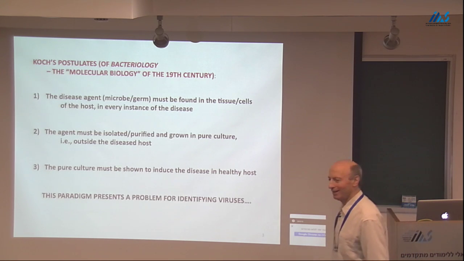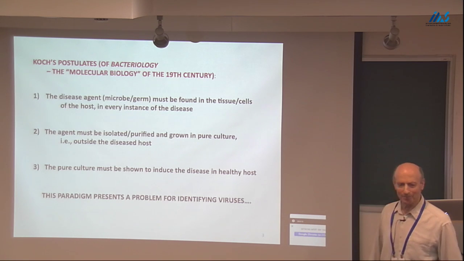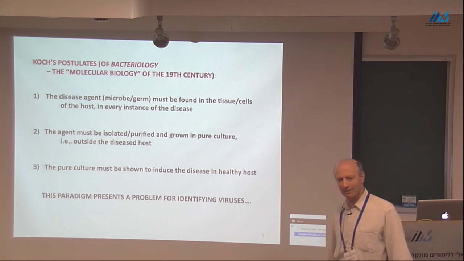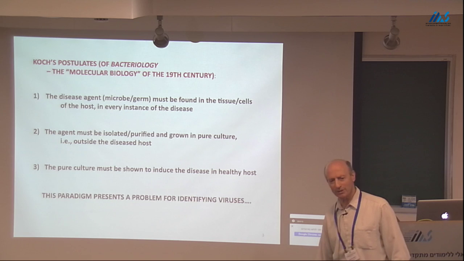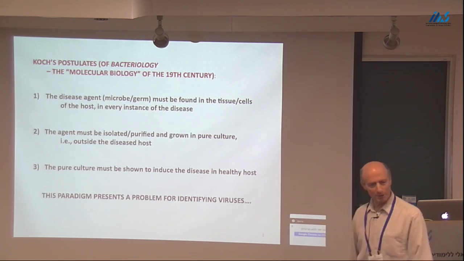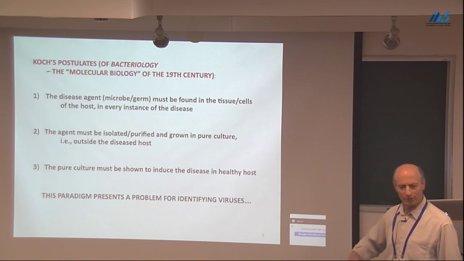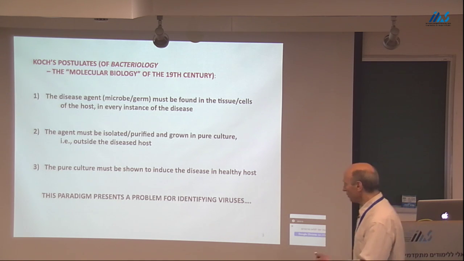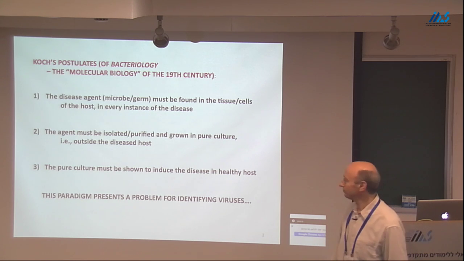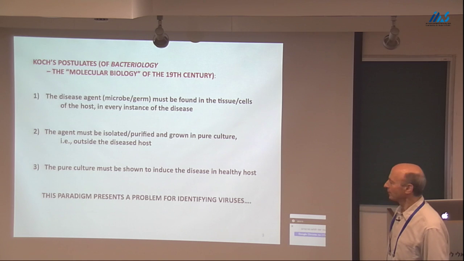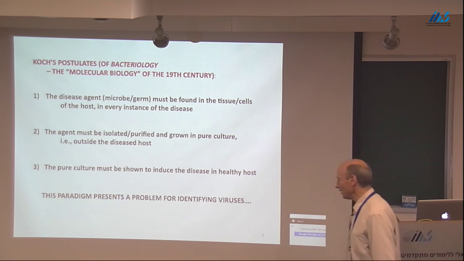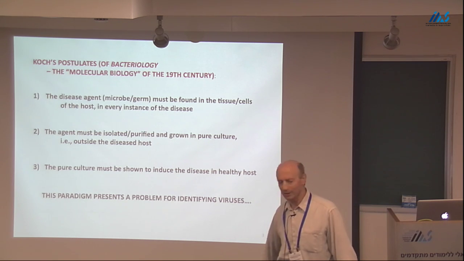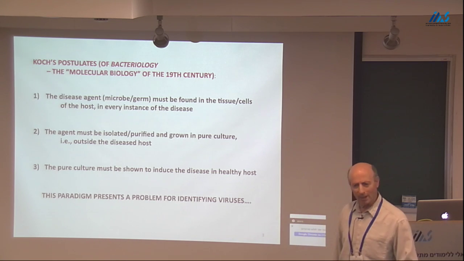I mentioned already Koch and implied that bacteriology had the enormous success that it did in defining biology as a modern science in the 19th century. I would say one reason is because of these postulates, which were applied in dozens to hundreds of classical instances. The disease agent, the putative one, had to be found in infected hosts in every instance of the disease. You purify it and grow it outside the host, and then you show that the pure culture is infectious. That worked to figure out cholera, dysentery, and a host of other bacterial diseases, but not viral diseases.